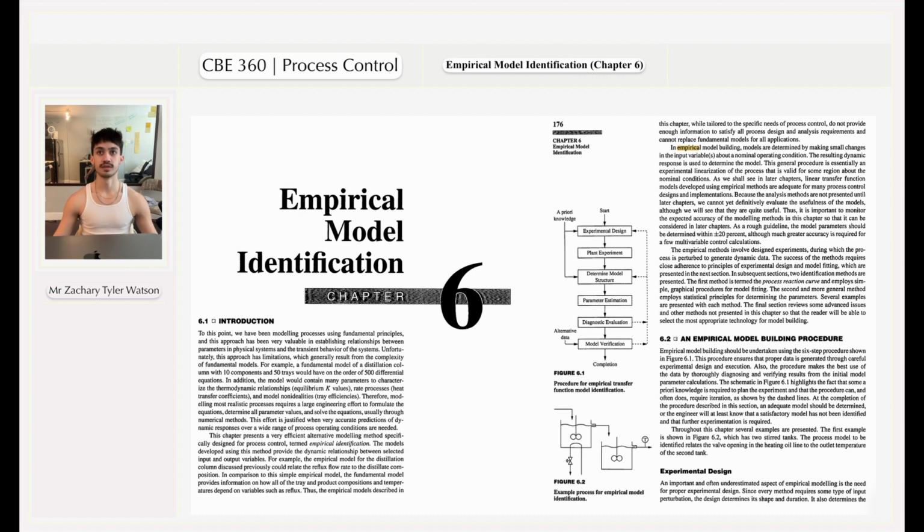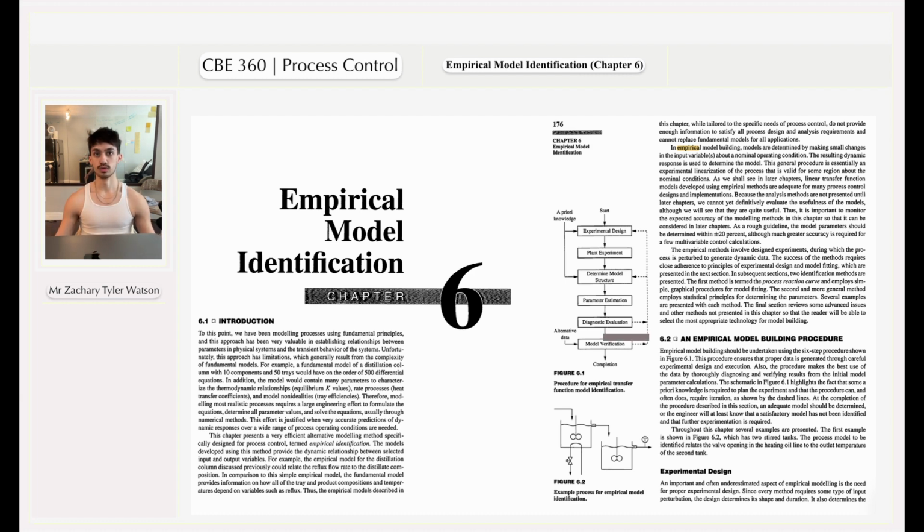In subsequent sections, two identification methods are presented. The first method is termed the process reaction curve and employs simple graphical procedures for model fitting. The second and more general method employs statistical principles for determining the parameters. Several experiments are presented with each method. The final section reviews some advanced issues and other methods not presented in this chapter so that the reader will be able to select the most appropriate technology for model building.